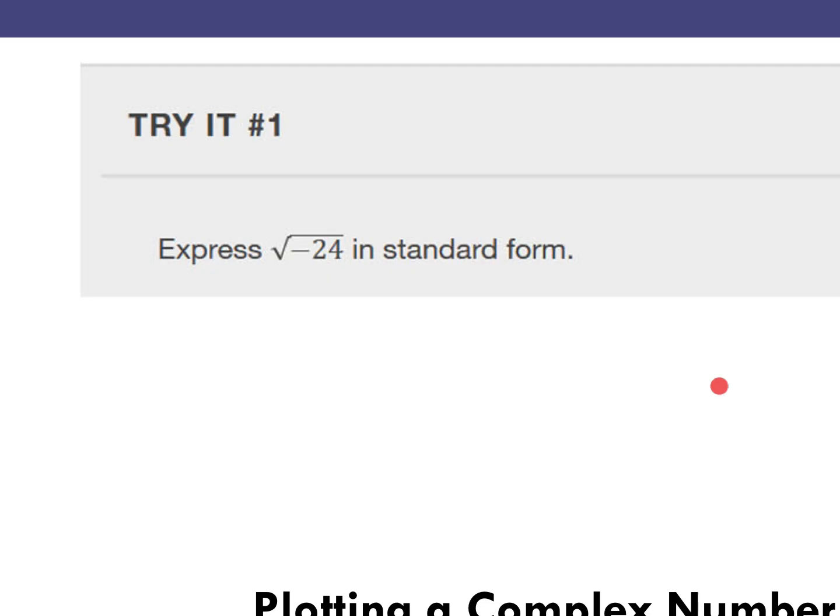Okay, so as I told you, a plus bi is standard form. So far, the first 2 examples and this one probably does not have an a component. That means a is 0. Reason is I don't see any number being added or subtracted to the square root of negative 24. But let's do this problem.